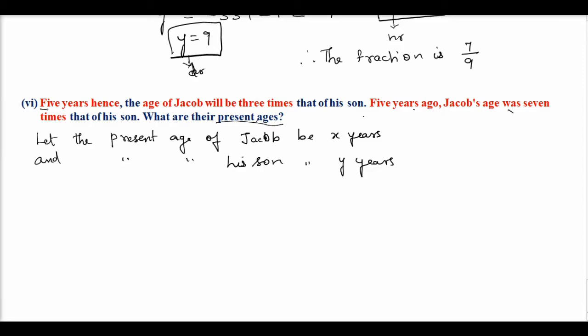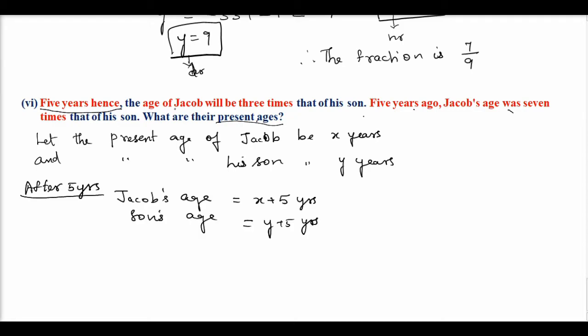Now the first condition given is 5 years hence, which means after 5 years, Jacob will be 3 times as old as his son. So Jacob is x plus 5 and his son is y plus 5 after 5 years. And Jacob is going to be 3 times as old as his son, means it will be 3 into y plus 5. So this is our first relation. This on simplification is gonna give me x plus 5 equal 3y plus 15.